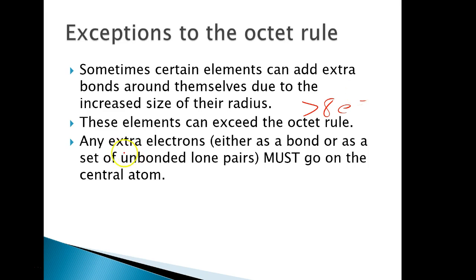The rule is, though, any extra electrons, either as a bond, so you might draw an extra line, or as a set of lone pairs, they go on the center atom. They don't go on the edges anywhere. They go on the center atom.